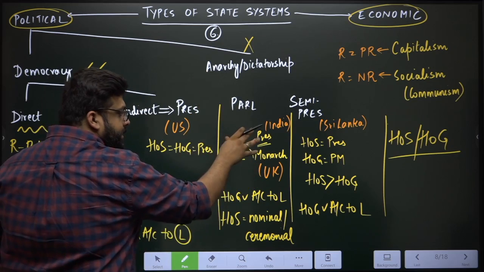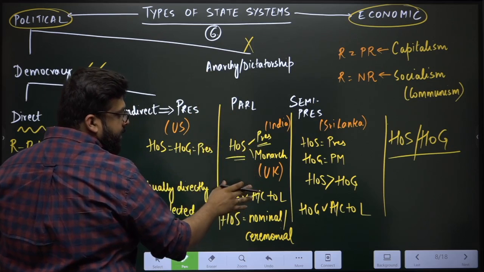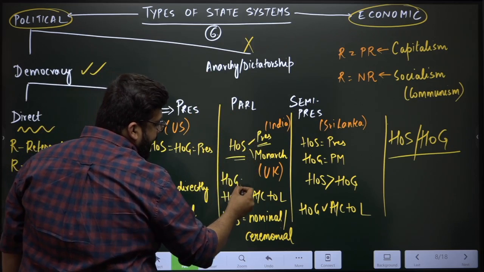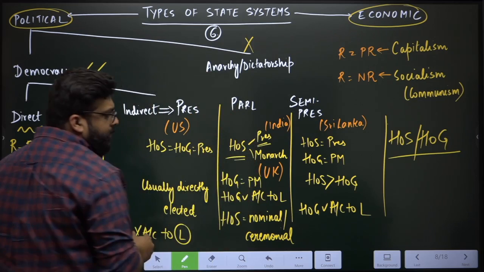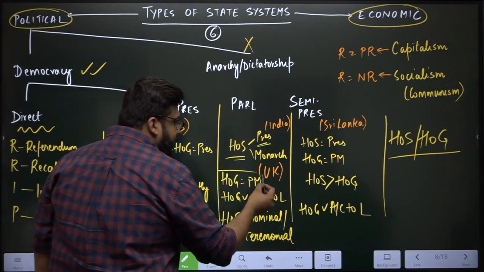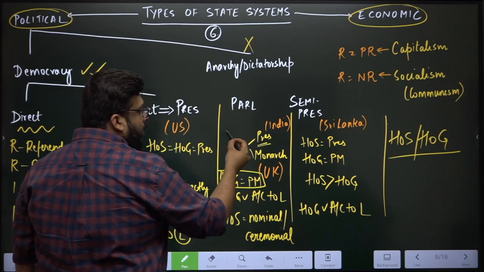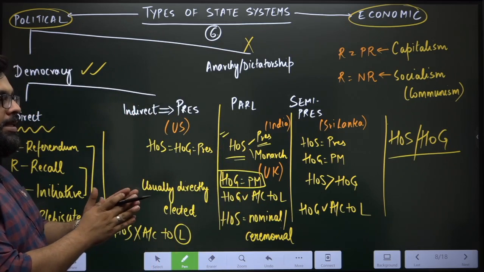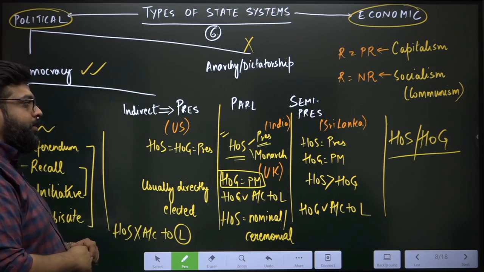So in a parliamentary system, the head of the state and the head of the government are two different people, where the head of the government is the prime minister, who also heads the council of ministers. But they're two different people. Real power lies here, and nominal or ceremonial power lies here. There's a clear distinction of power distribution.